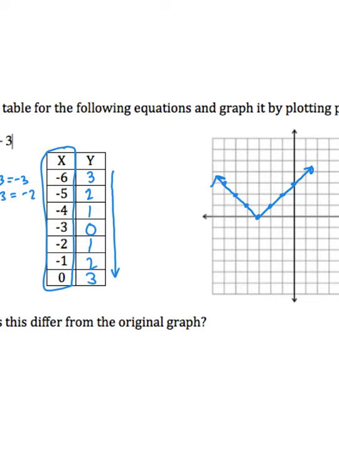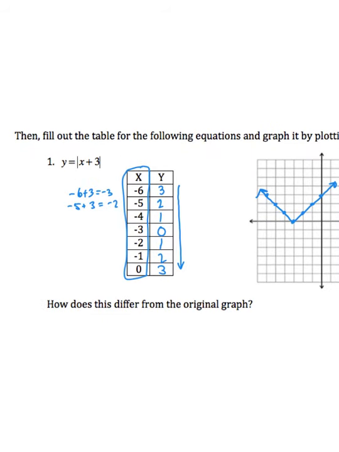So what happened to this graph? If we had an x plus 3 inside the absolute value, that shifted the graph what way? It shifted it to the left 3. And we call that a translation. So transformations are, how is this graph moving? One way to transform a graph is by shifting it left, right, up, or down, and so this is a translation left 3.